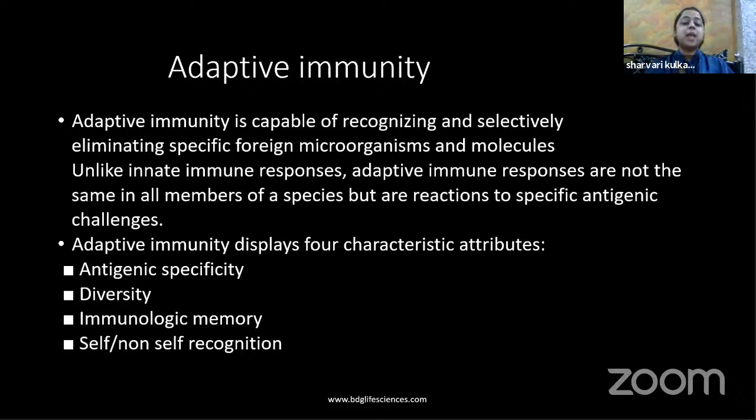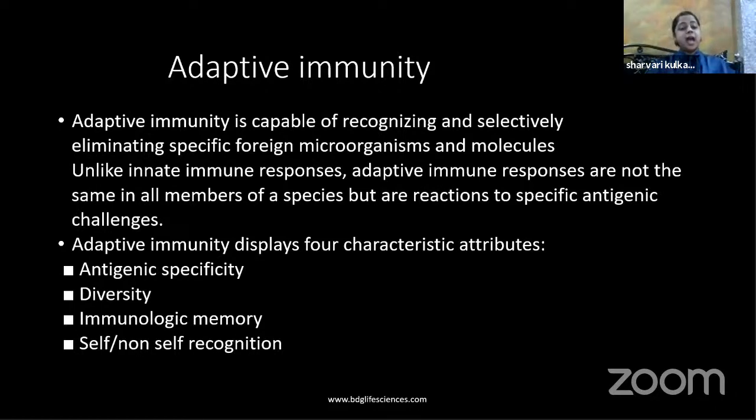Adaptive immunity is capable of recognizing and selectively eliminating specific foreign microorganisms and molecules. Unlike innate immunity, which is nearly the same in all members of a species, this is not the case for adaptive immunity. It varies from person to person, right? So innate is similar, adaptive is different, it is specific.